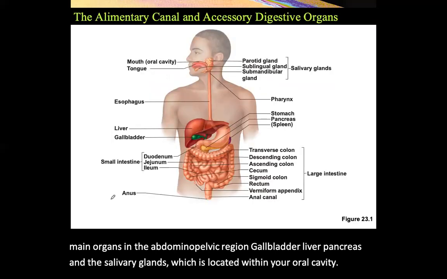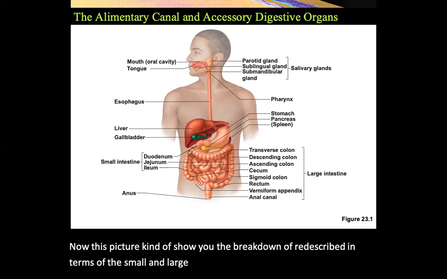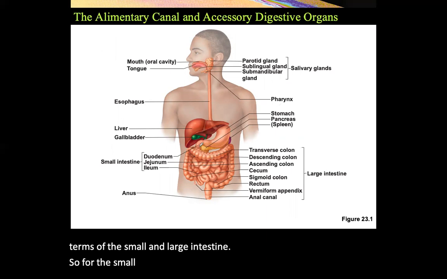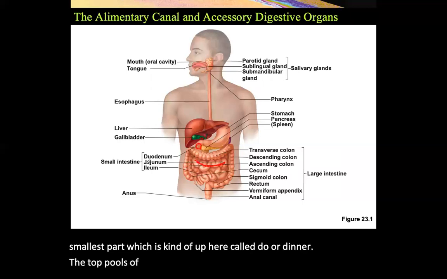Now this picture shows you the breakdown we described in terms of the small and large intestine. For the small intestine, you have three parts. You have the smallest part, which is up here, called the duodenum. The top folds of the small intestine are called the jejunum, and the inferior folds of the small intestine are called the ileum.